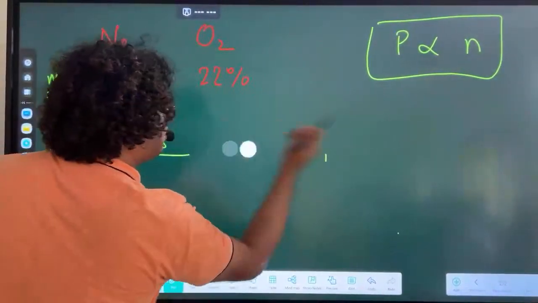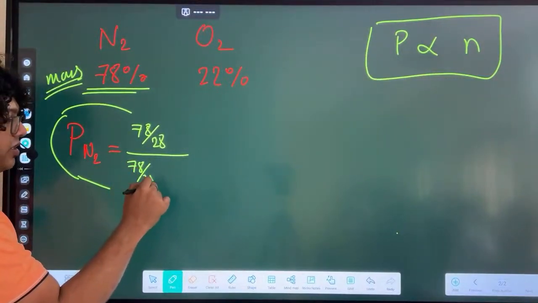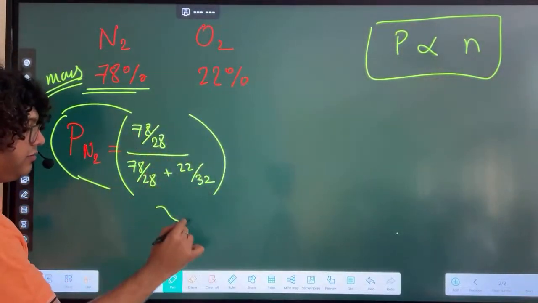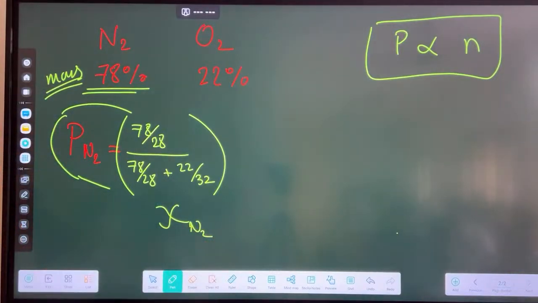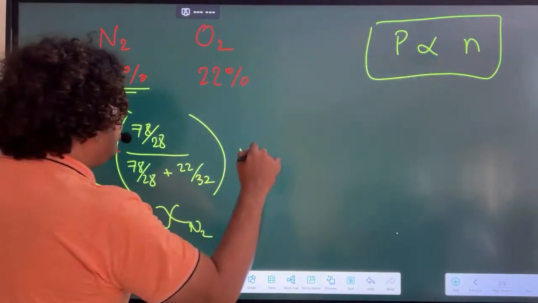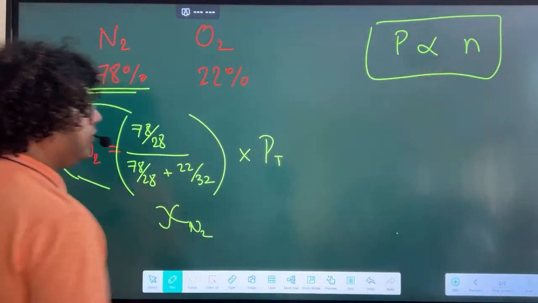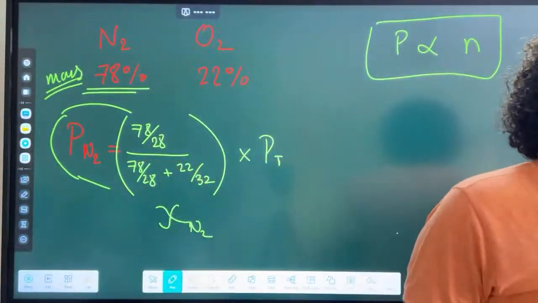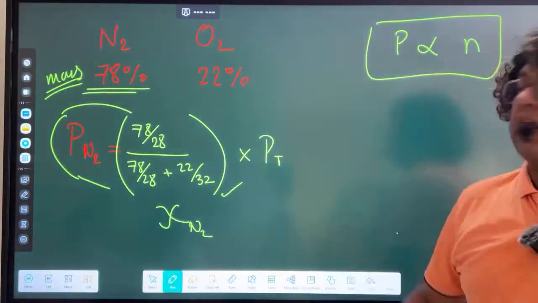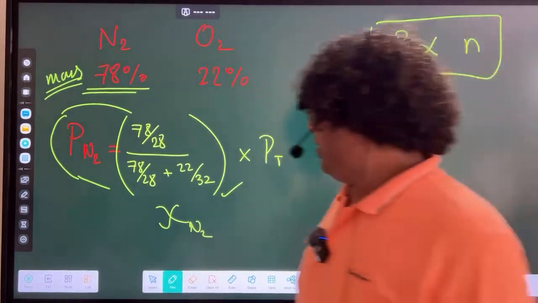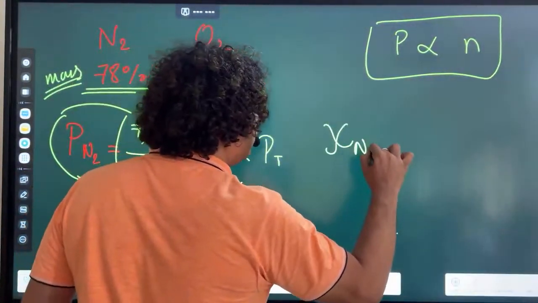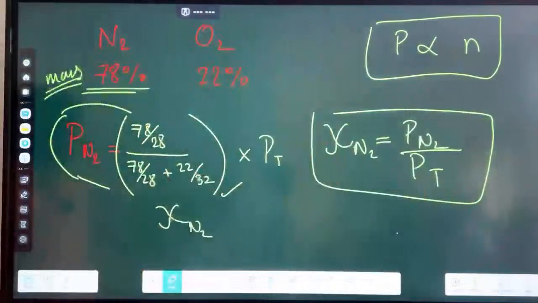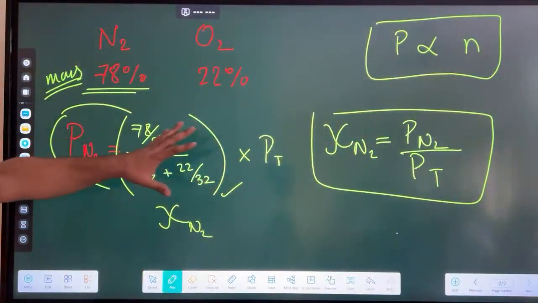Now what is the total number of moles? Total number of moles is moles of nitrogen plus moles of oxygen. Do you know this term? This is mole fraction, na? This multiplied by total pressure. Did you get this point? If a gas is applying certain pressure, then partial pressure is directly proportional to mole fraction. Got it? Okay. So can I also say that mole fraction of nitrogen is nothing but partial pressure of nitrogen upon total pressure? Yeah? Are you able to understand this correlation?